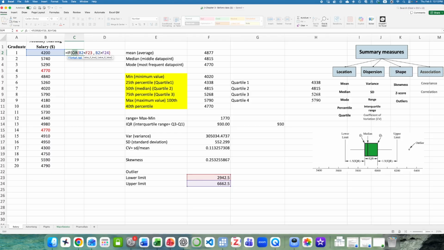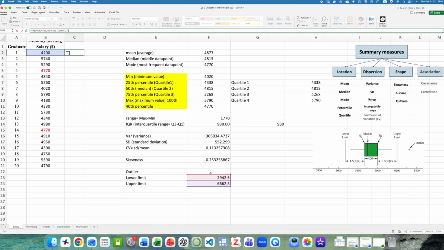So OR plays a role to make sure that if at least one of these is happening, then there would be a consequence, and that consequence is putting the word outlier here. So if this value is less than the lower limit or more than the upper limit, put outlier in this cell, otherwise put nothing. So this is not an outlier, as you can see.